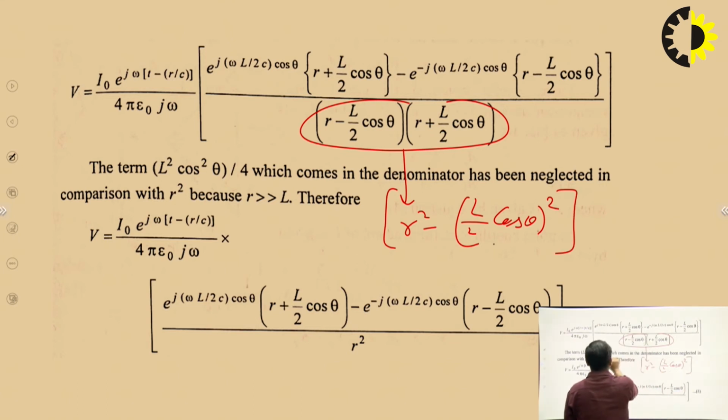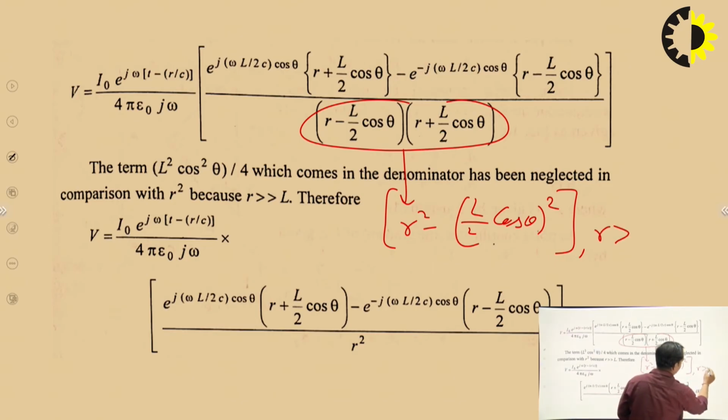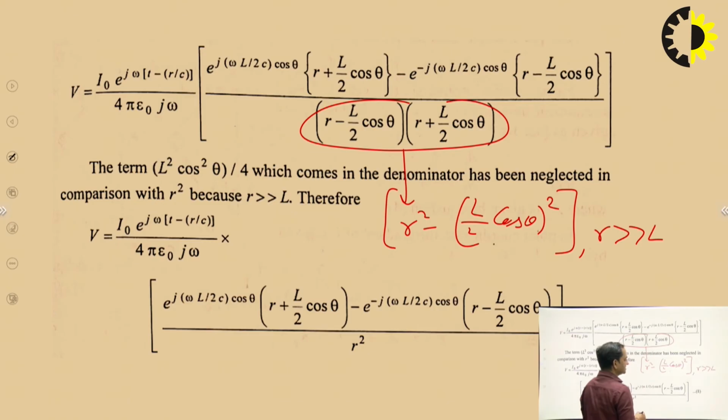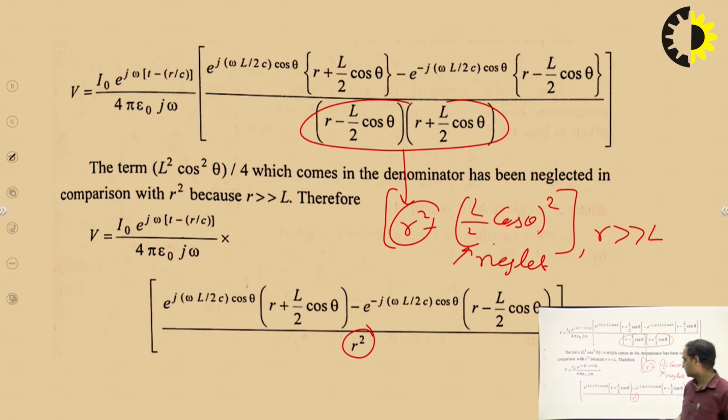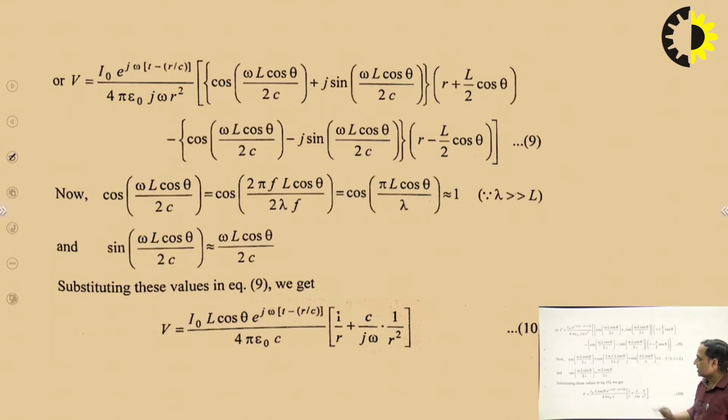So we are considering the large distance, because we know that r is very much greater than L. When the small r is very much greater than L, we can neglect this section. So what will be left? Only r square will be left here, and the rest is the same. Then again we do some manipulation so that these equations come in terms of cos and sine, right?